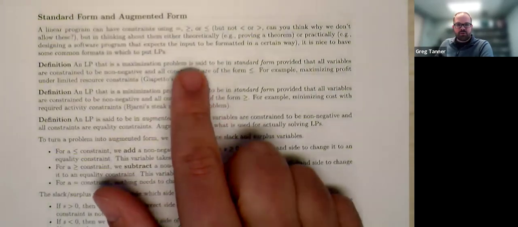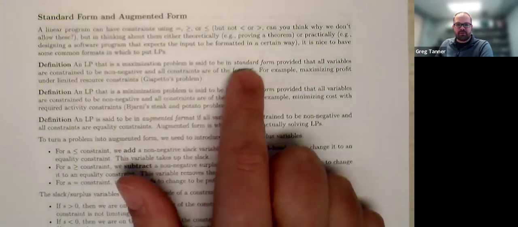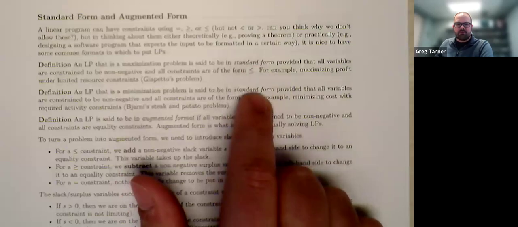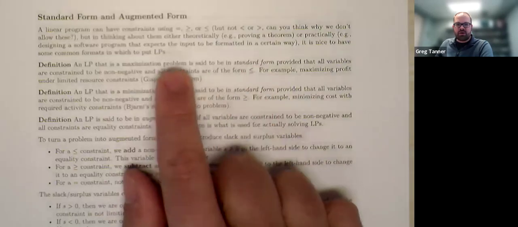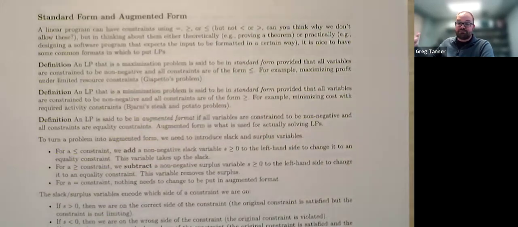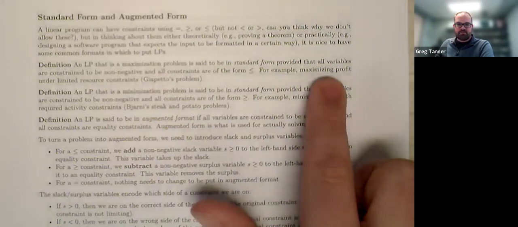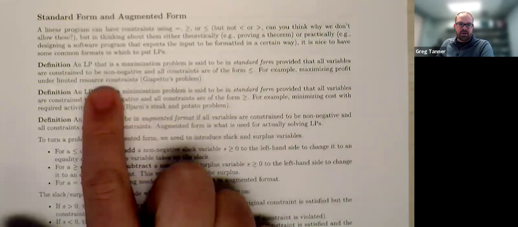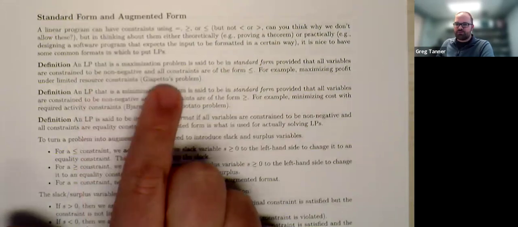Okay. So there are two formats, for either maximization or minimization, that we'll call standard form. For standard form for maximization, all the constraints are less than or equal to. So we're trying to make something as big as possible, but we're limited by some less than or equal to constraints. You can think of this as maximizing profit under limited resources. So Geppetto's problem is a great example of that. We want to maximize profit, but we've got a limited amount of various resources.